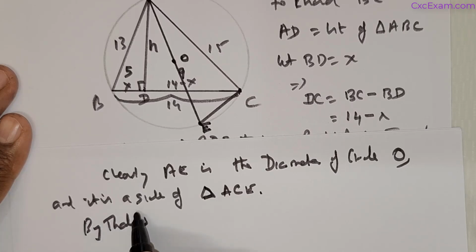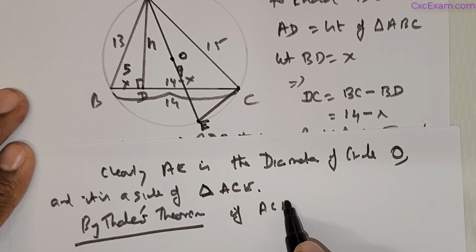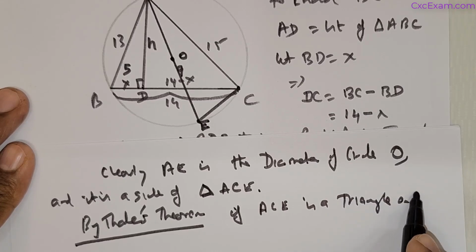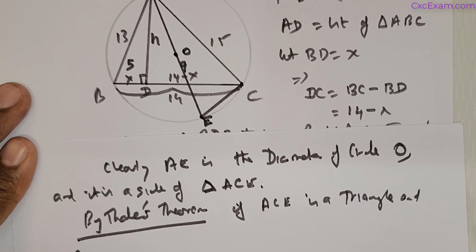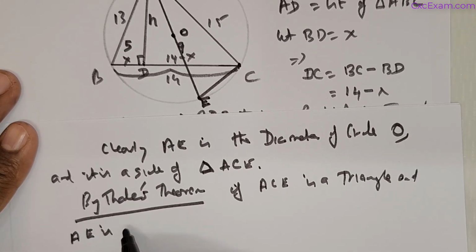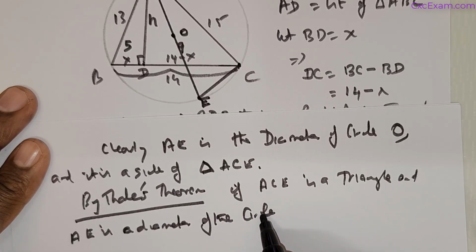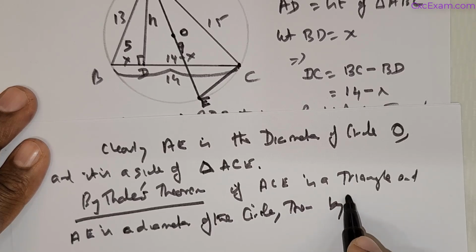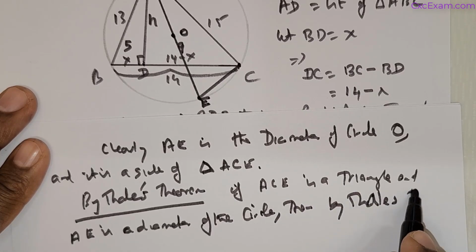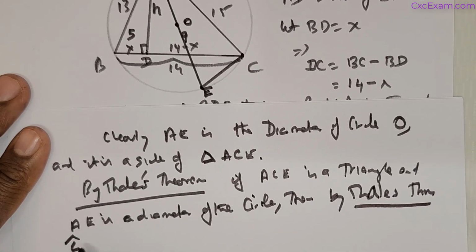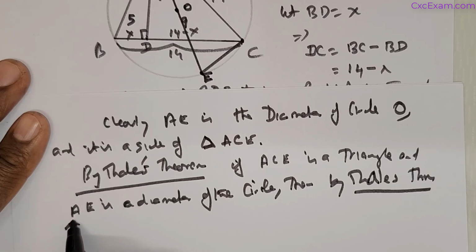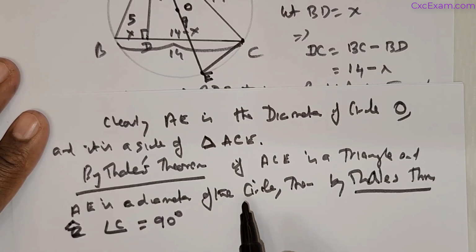By Thales theorem, if ACE is a triangle and AE is a diameter of the circle, then by Thales theorem, angle C is equal to 90 degrees. Okay, so this is the exact statement.